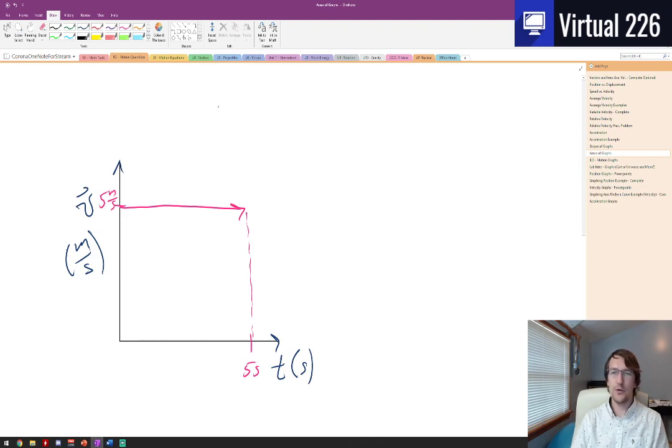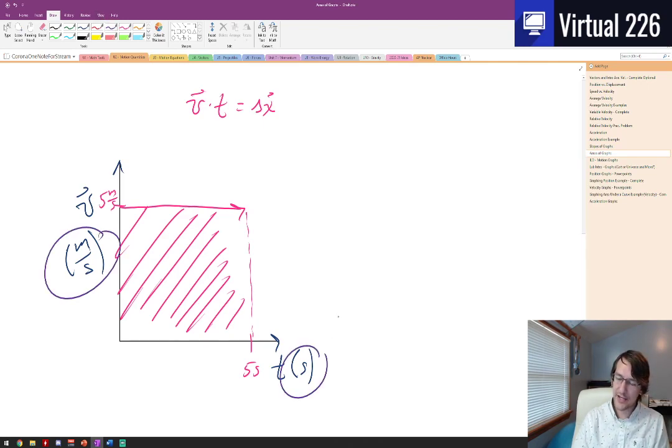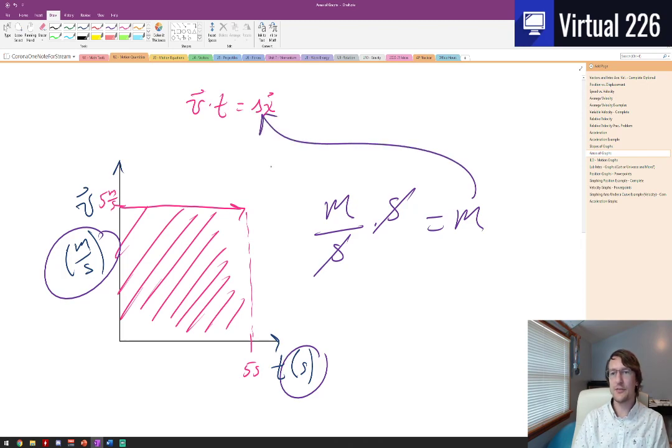Well, how far have you gone? Well, we know previously that a velocity times a time is going to equal some displacement. And 5 times 5 is going to be 25. But if we take a look at this 5 times 5 on the graph, this square I have here, that 25 meters is the area. And if I look at my units, meters per second times seconds, that gives me meters. That gives me this quantity.